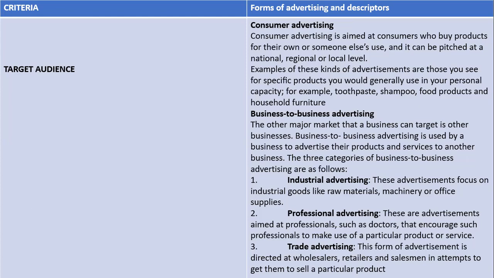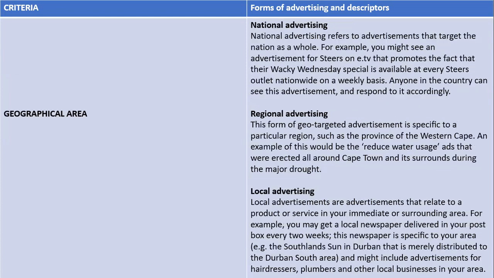Okay, then professional advertising. These are advertisements aimed at professionals, doctors, that encourage professionals to make use of a particular product or service. Then you have trade advertising. This form of advertising is directed at wholesalers, retailers, and salesmen in attempts to get them to sell a particular product.